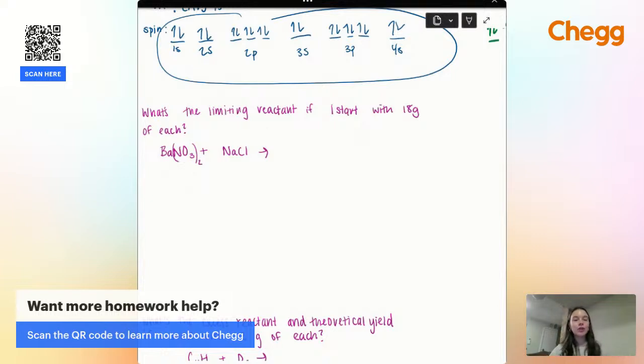But for now, we're going to move on to what's the limiting reactant. If I start with 18 grams of each, and it's barium nitrate and sodium chloride, which is also table salt. So you've got 45 seconds. I want you to tell me everything about the problem you know. So what's a limiting reactant? How do we solve limiting reactant problems? What steps are we going to need to take? You've got 45 seconds to let me know any of that information starting now.